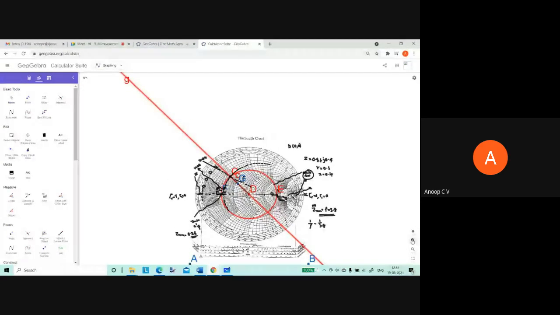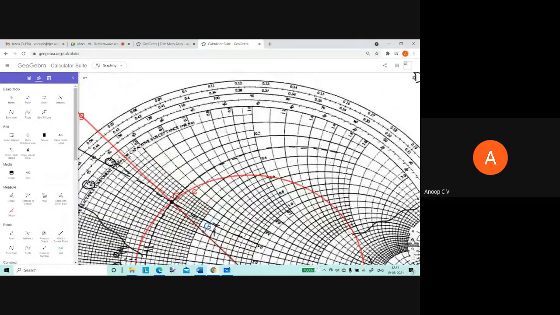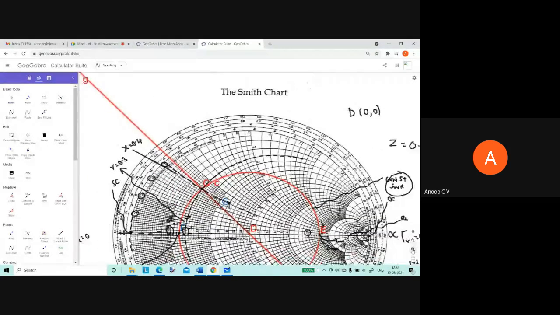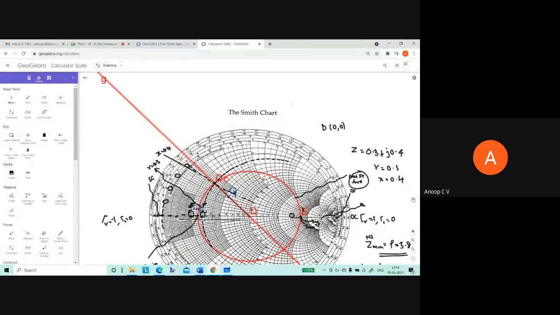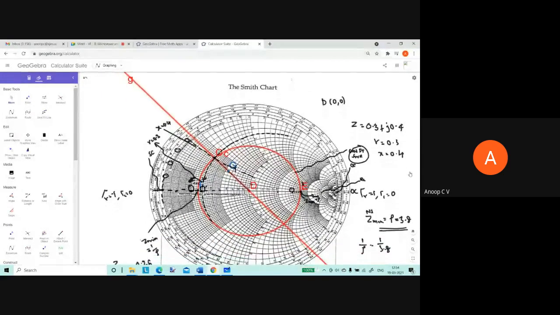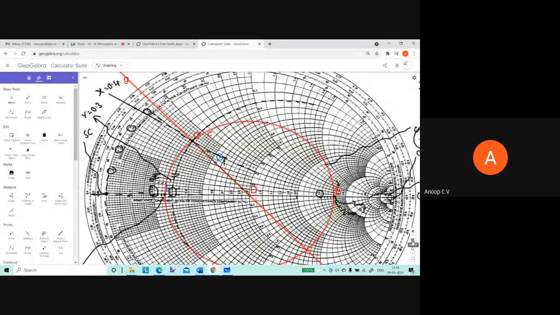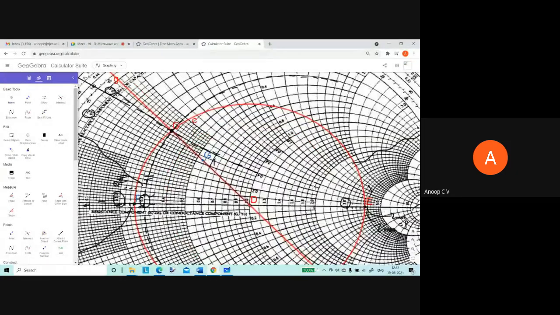Now I am going to zoom in and see at what point it is intercepted. So now, I should zoom out a bit, and then I think I should move up. Oh, again I zoomed in.